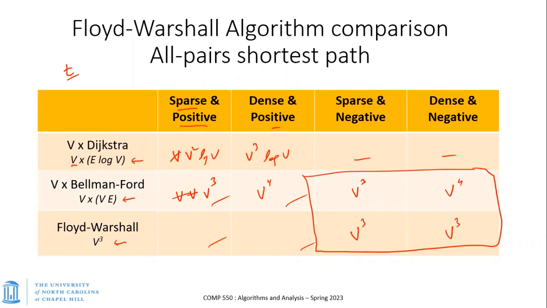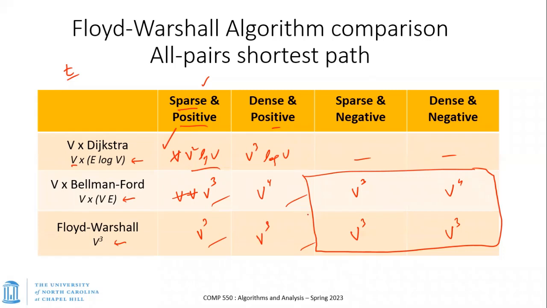Regardless of whether you have a sparse or a dense graph, it still does it in V cube time. So for each one of these columns, can we decide which is the best algorithm? If you had a sparse and positive graph, Bellman-Ford and Floyd-Warshall are V cube, and clearly V squared log V should be the best, so Dijkstra is the best here. For dense, Dijkstra is clearly suffering.